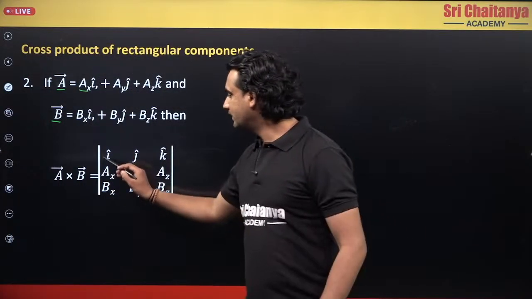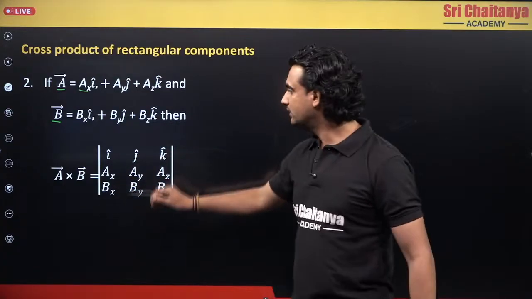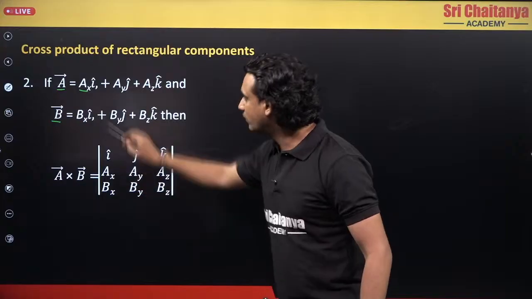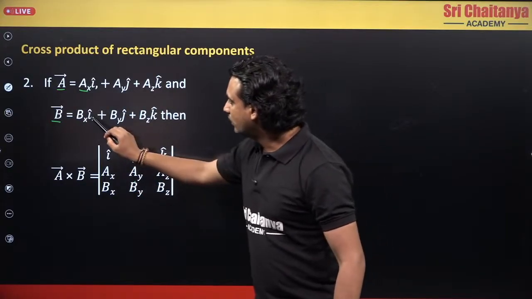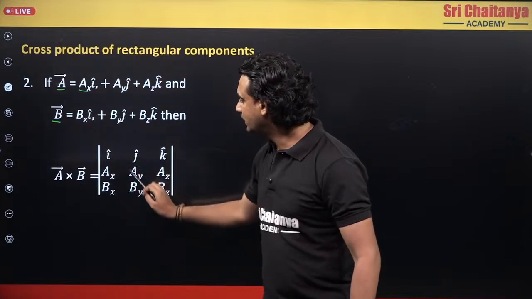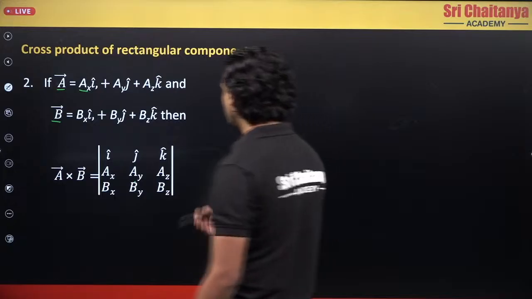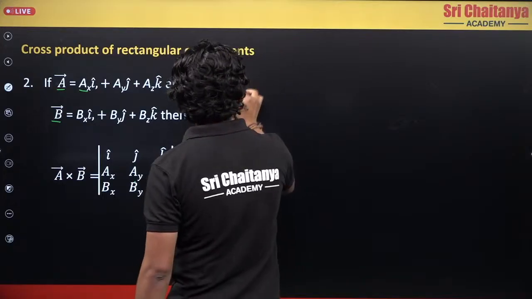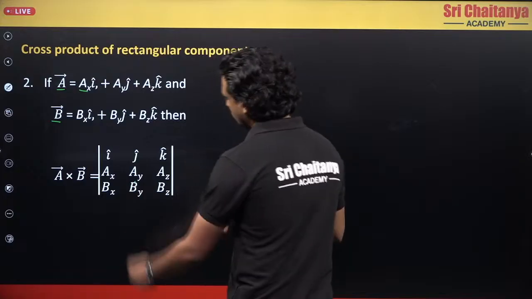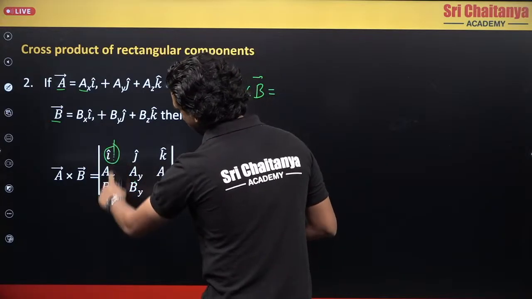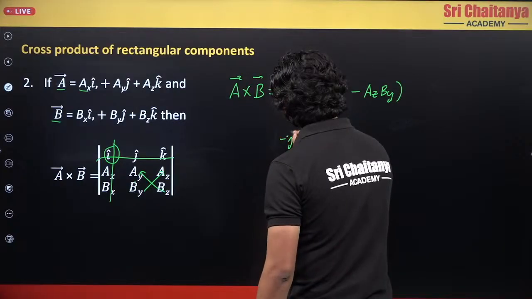And how do we find this determinant? i, j, k determine the directions. Just fit the values: for i, ax, ay, az; for j, bx, by, bz. Then we will try to solve this. So what is this cross product? A cross B will be equal to, first of all, you take this i and you hide everything here. Then I will write minus j.